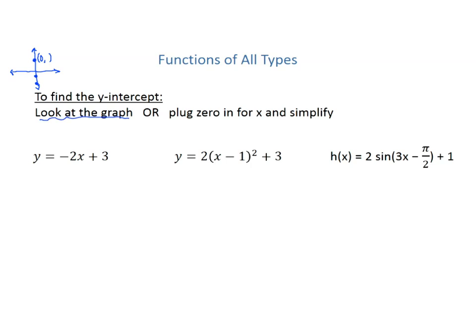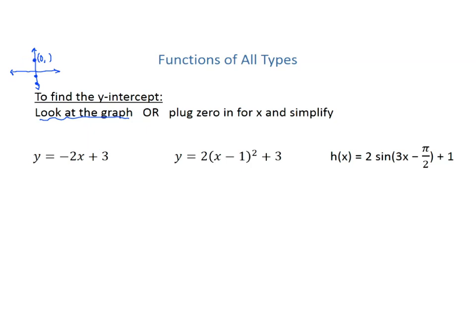So to find the y-intercept, there's two ways you can find it. You can either look at the graph, because that's really easy to see. If you have a point that's on the y-axis, then that's your y-intercept. Or if you don't have a graph, like with these three, then you would plug 0 in for x and simplify, because we know that the x value is 0 when we're at a y-intercept. So let's see what that looks like.